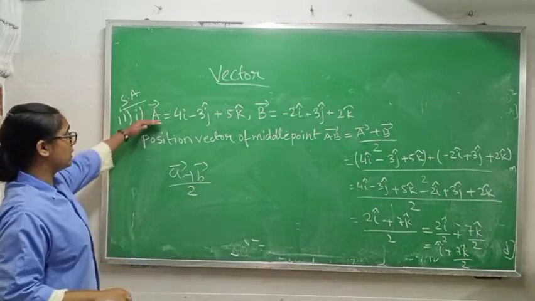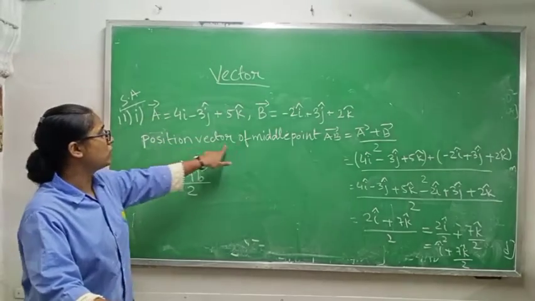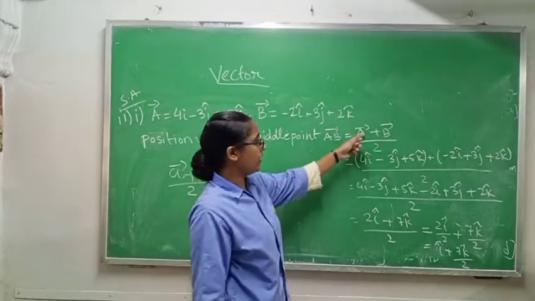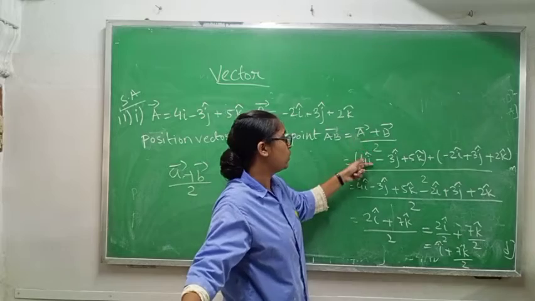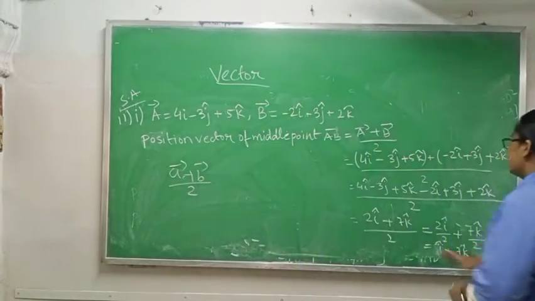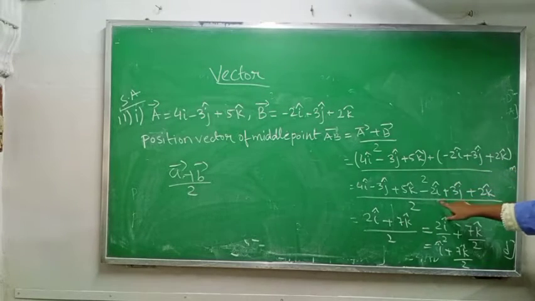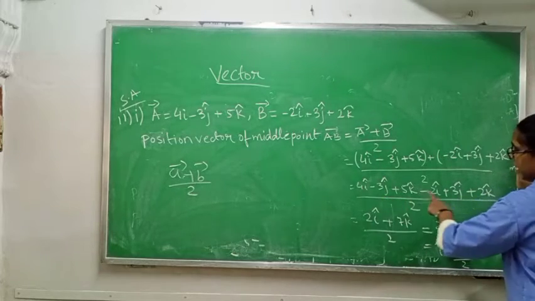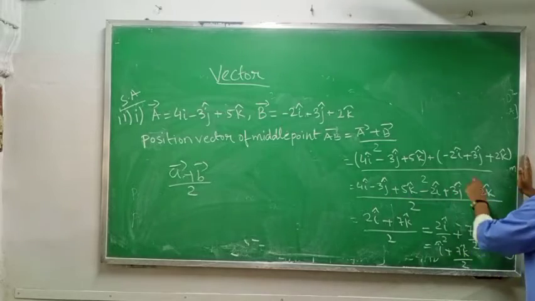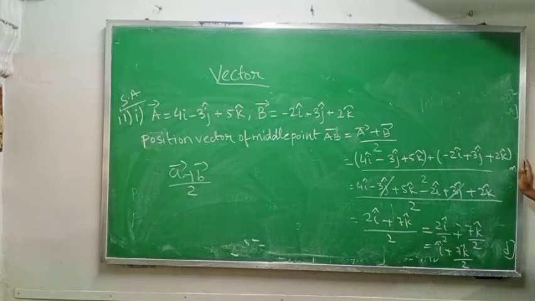In this question, A vector is capital A and B vector is capital B. So what you will do? Position vector of the middle point of line segment AB is A vector plus B vector by 2. A vector is 4i cap minus 3j cap plus 5k cap plus B vector is minus 2i cap plus 3j cap plus 2k cap. When you open the bracket, it will come like this. Now 4i cap minus 2i cap will give you 2i cap, minus 3j cap plus 3j cap will cancel out, plus 5k cap plus 2k cap will give you 7k cap.